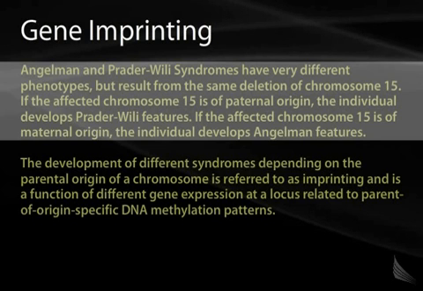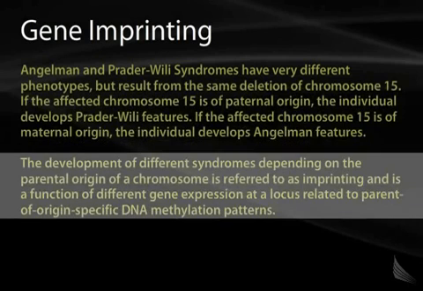If the affected chromosome 15 is of paternal origin, the individual develops Prader-Willi features. If the affected chromosome 15 is of maternal origin, the individual develops Angelman features. So here we have, specific to paternal versus maternal, what type of genes are going to be expressed and what type of disease you're going to develop. This is called gene imprinting. When we talk about paternal versus maternal differences, we talk about imprinting.